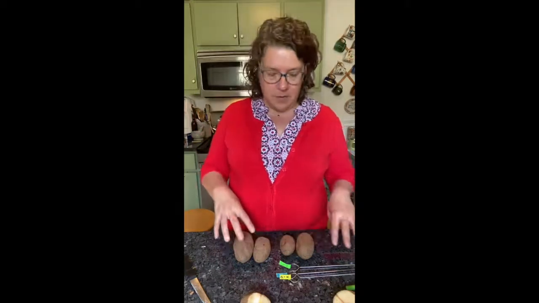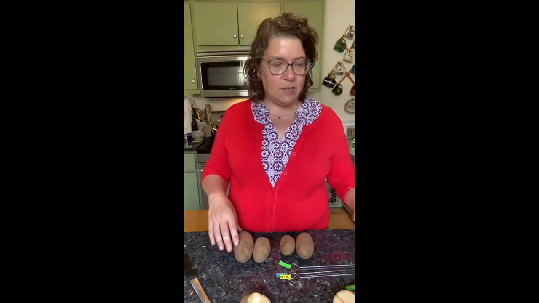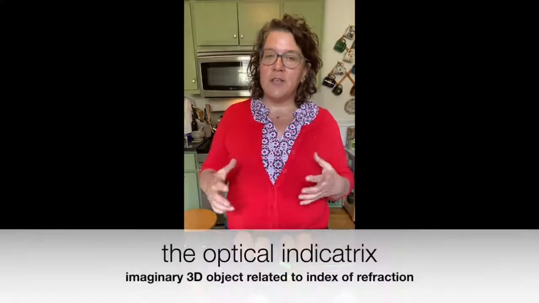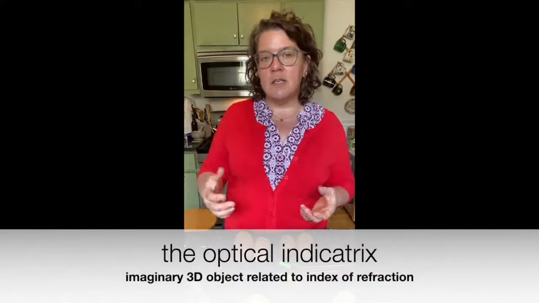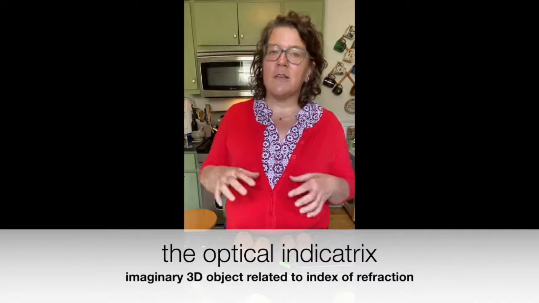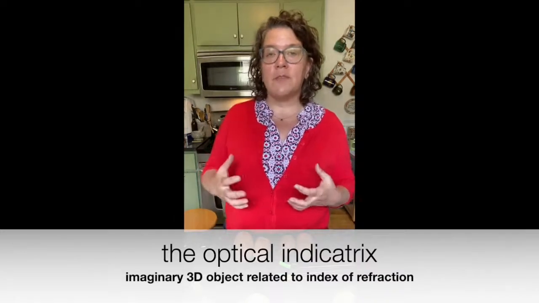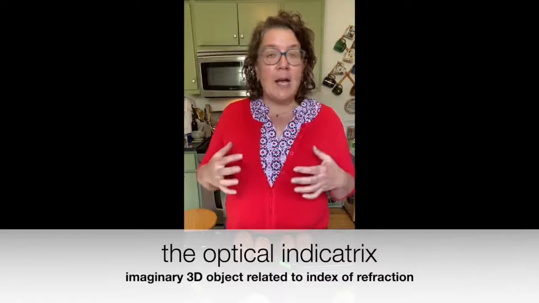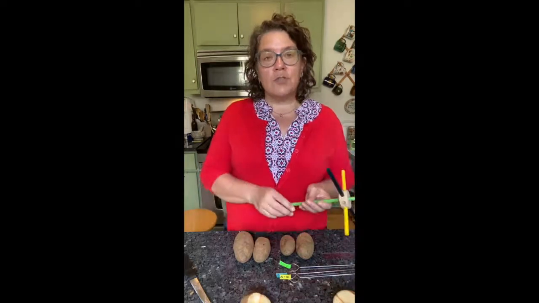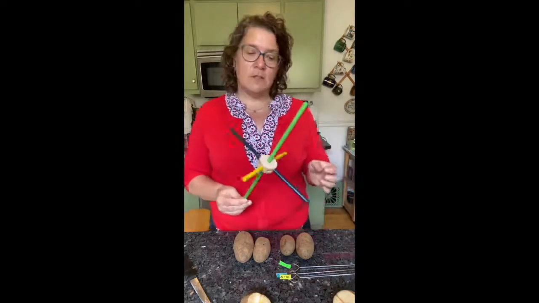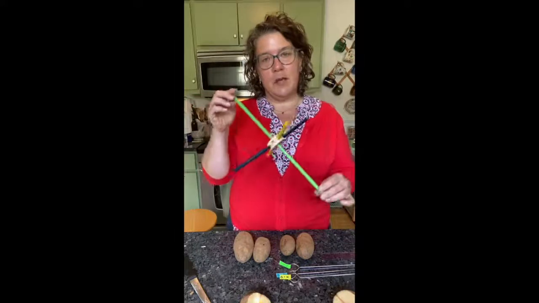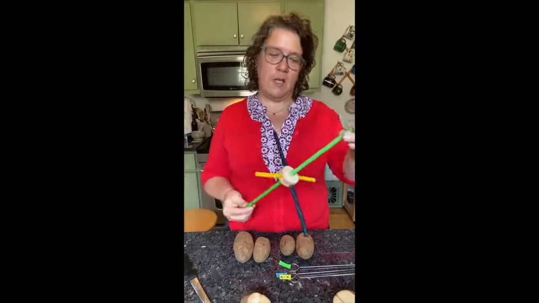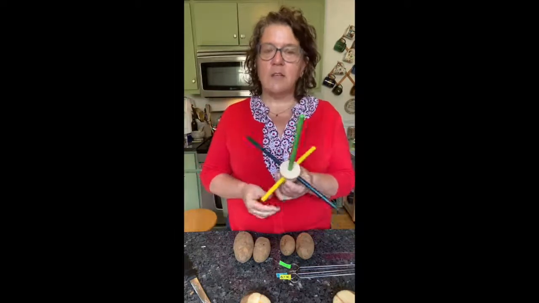So the biaxial indicatrix, first of all, the indicatrix is an imaginary 3D object that describes the way that light behaves in minerals. The biaxial indicatrix is defined by three unique axes. And we can construct the biaxial indicatrix using tinker toys. Some of you may know these. These are little wooden rods and connectors.